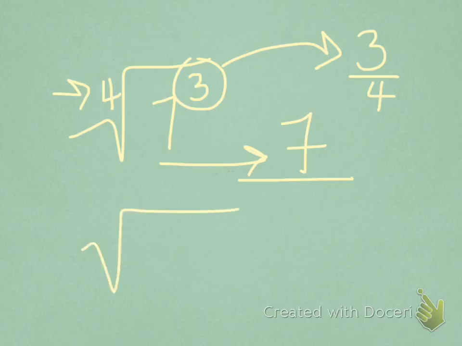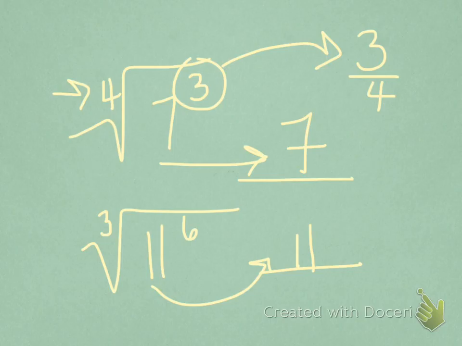Same with this one. If I have the 3rd root of 11 to the 6th power, my 11 coming over here is my base, my index is my denominator, and my power is my numerator. It all breaks down. Let's look at another one of those.